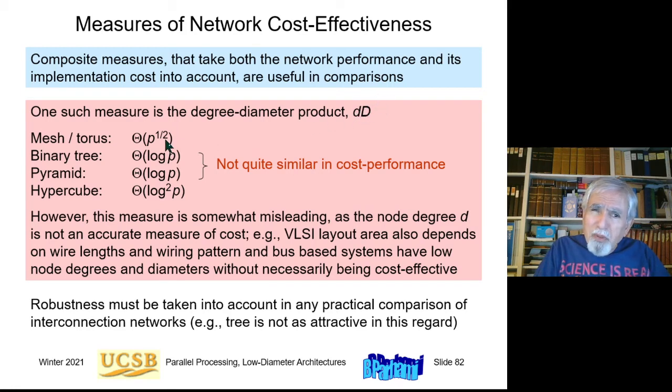Okay, that product is order square root of p for meshes, order log p for binary tree, log p for pyramid, log squared p for hypercube. So even though it seems that the binary tree has a small degree diameter product, since the degree is constant for a binary tree and the diameter is logarithmic, remember that the binary tree had a lot of other drawbacks, like it wasn't very robust, and also congestion can occur at the root. So this is not really the sole measure of the merit of a particular interconnection network.